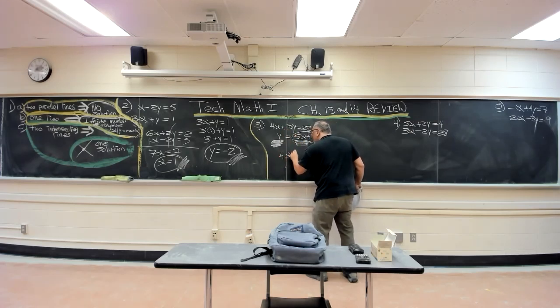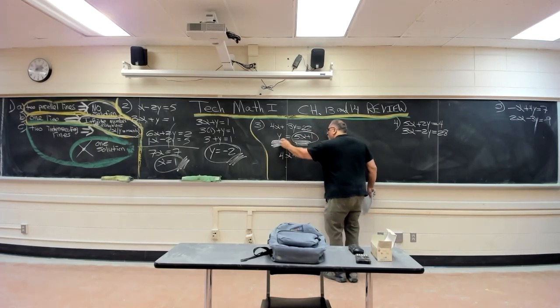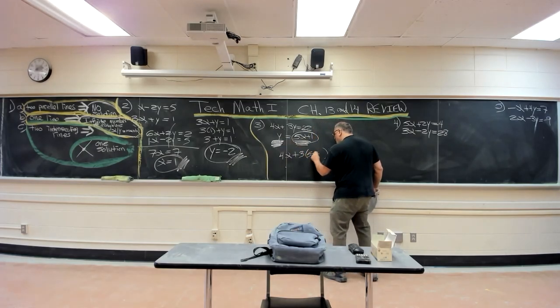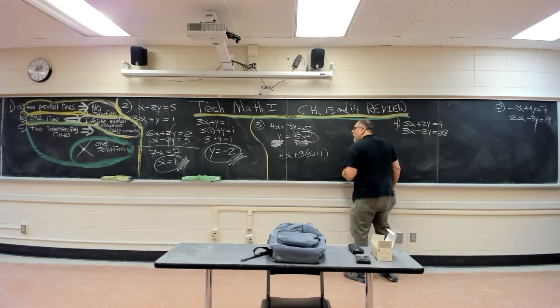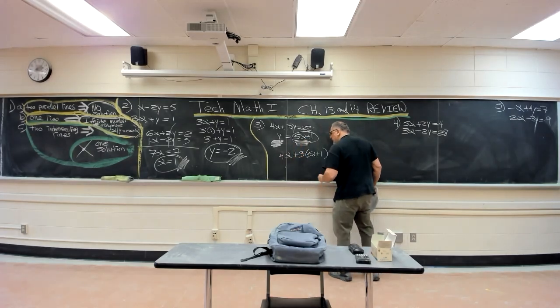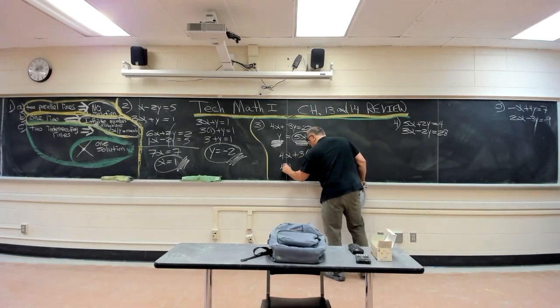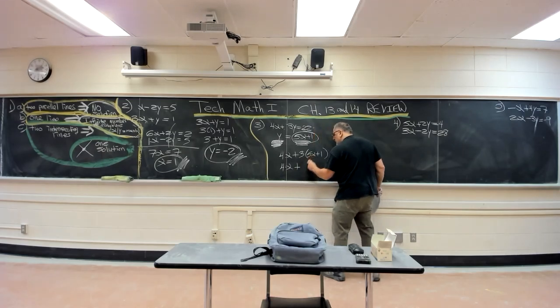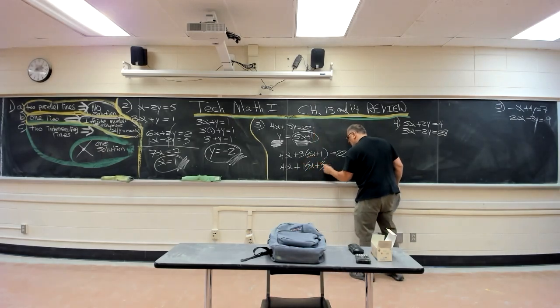Take 4x plus 3y. We said y was 5x plus 1. And it's equal to this, the 22. Let's go for it. And then after I get the x, I can plug in here and get the answer. 4x is 4x. 3 times 5x is 15x. 3 times 1 is 3. Just distribute.